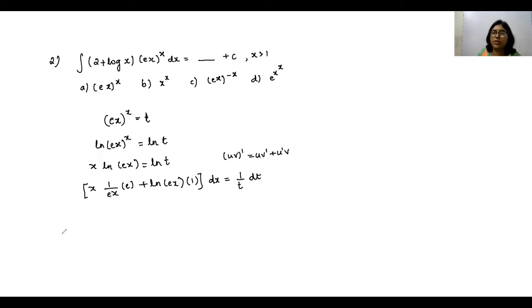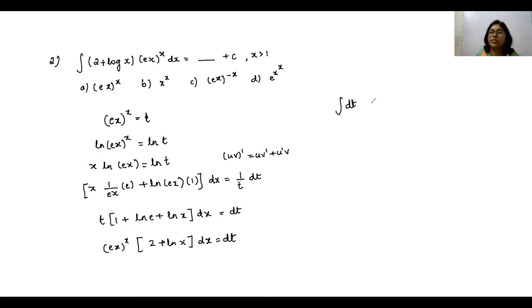Okay, simplify this, bring t on the left side, and log ex we will write as log e plus log x, because we don't find any e term in here. t is ex raised to x, and log e is 1, so it is going to become 2 plus log x. So we observe the whole thing here is going to become the integration of dt, which is t, and the value of t is e raised to ex raised to x. Option A. Let's go to the next question now.